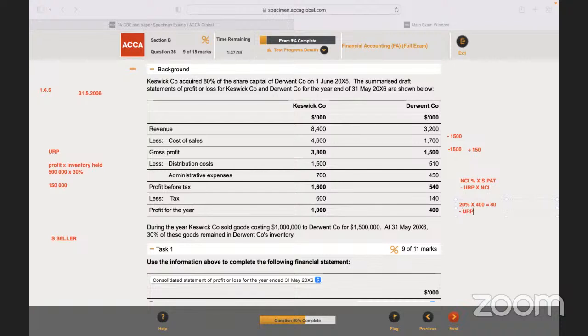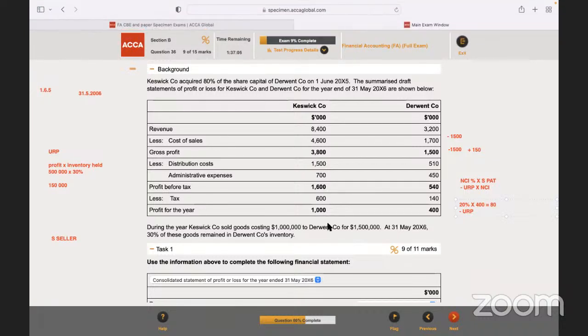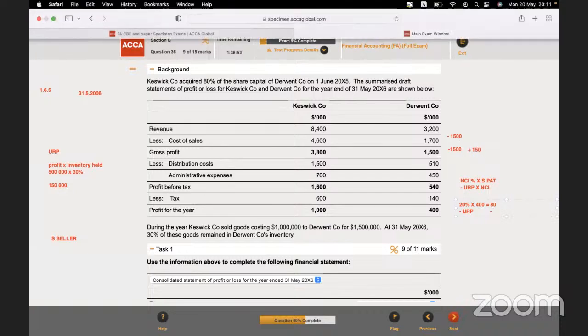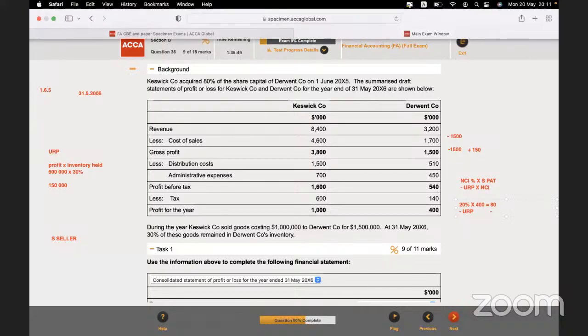Minus URP. Guys, now read this question. During the year, Keswick sold to Derwent. Keswick is the parent. The parent has sold to the subsidiary. So guys, if the parent is selling to the subsidiary, here the URP does not affect the NCI. So the answer is 0. See guys, there is a URP of 150, but I am not going to consider it at all. Why is that? Because this one doesn't affect my NCI.